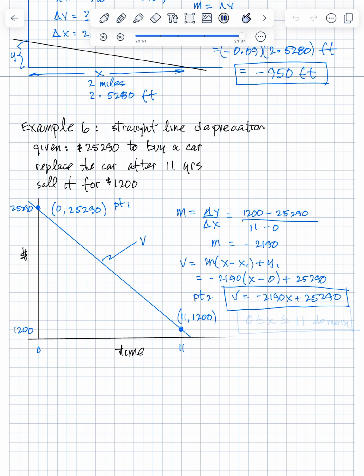Now, the other thing we have to identify, once we find the answer, is to specify the domain. Because if we were to say, after, say, 14 years, well, that's past the domain. And so in problems like this, we have to specify the domain, which is between 0 and 11 years. And that's the domain. So this actually becomes part of the answer.